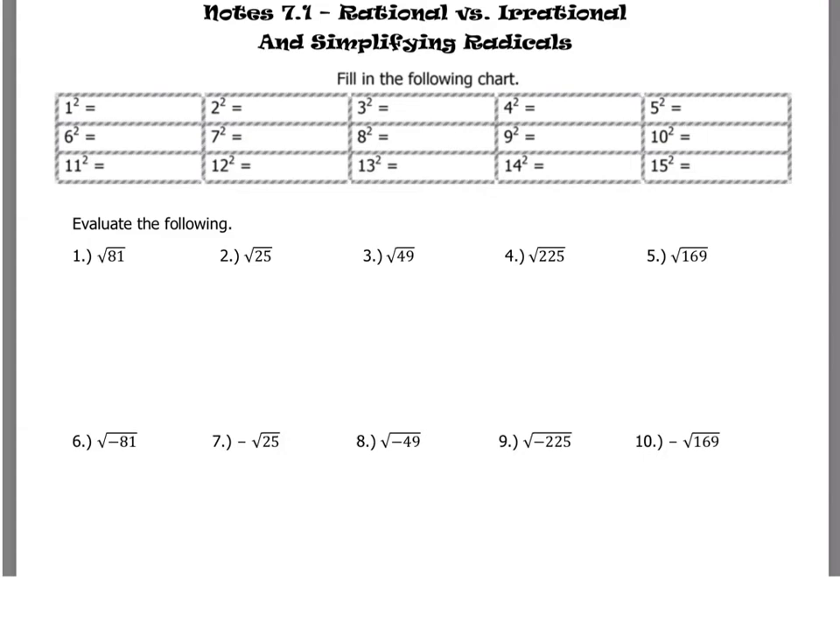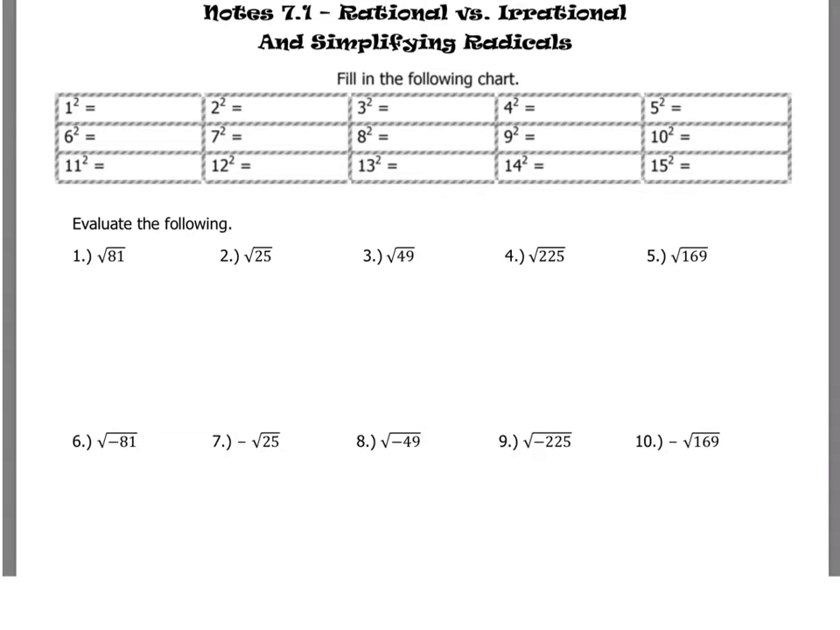All right, for our first lesson for Unit 7, we're going to talk about rational versus irrational and simplifying radicals. This is a really big unit, so it's a lot to take in. If you don't completely understand it by the end of the lesson, please don't panic. We're gonna do a lot of practice in class.